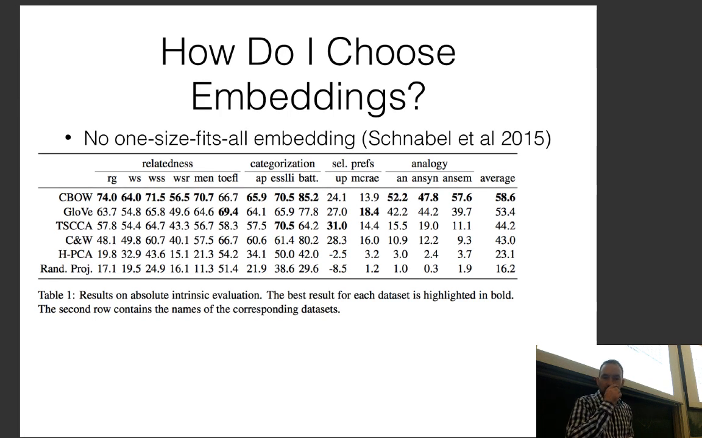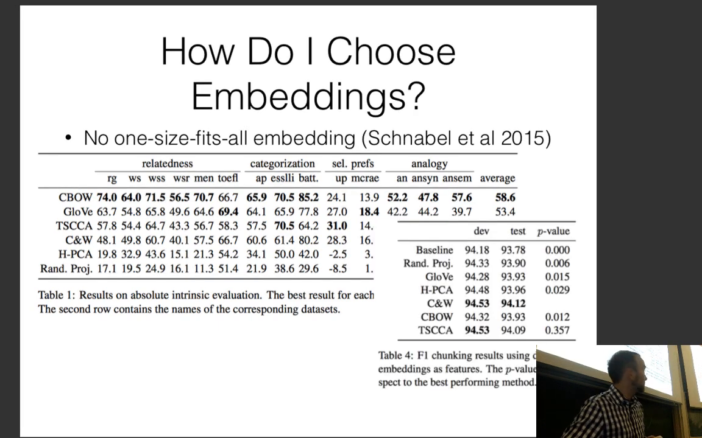And here is one evaluation that was done in the Schnabel et al. paper. And basically they have this evaluation over all kinds of different tasks, and you can see that for word relatedness tasks, CBOW tends to work better. For selectional preferences tasks, GLOVE tends to work better, or TSCCA tends to work better. For analogy tasks, CBOW tends to work better. So, you see, even on intrinsic tasks, there isn't strict agreement, which makes sense. These are different types of tasks.